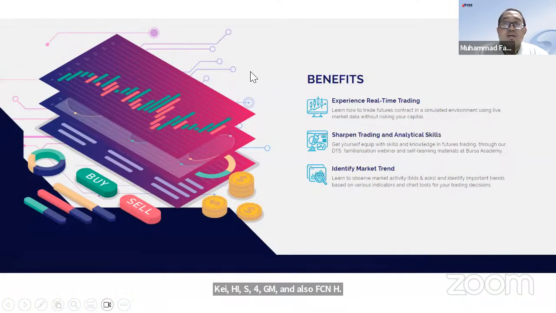So these are the benefits that you guys can get for joining the VTC. First, all of you can experience real-time trading. Secondly, you can sharpen the trading and analytical skills. And lastly, you can identify the market trend using the real-time trading that has been offered.